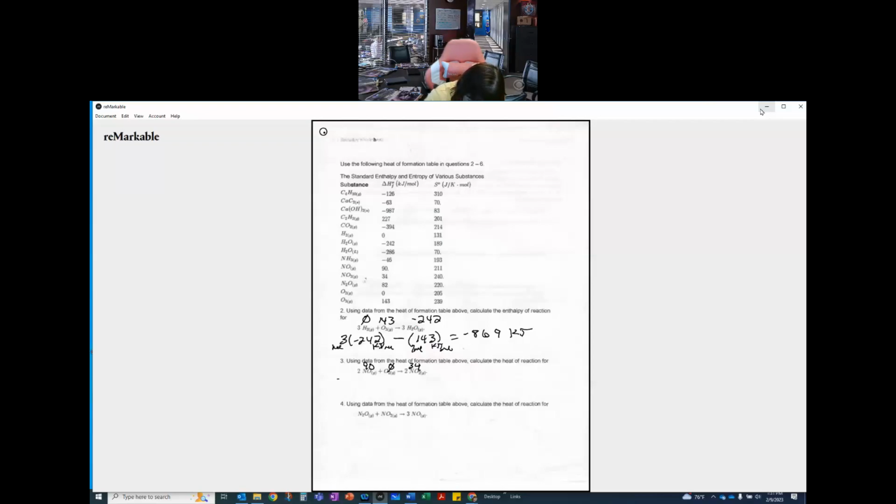So 2 times 34, again, units. 2 moles, 34 kilojoules per mole, minus 2 moles times 90 kilojoules per mole. And I'm not going to include the O2 because we know that ends up being 0. 2 times 34 minus the quantity 2 times 90 gives me negative 112 kilojoules. Okay, that was awesome.